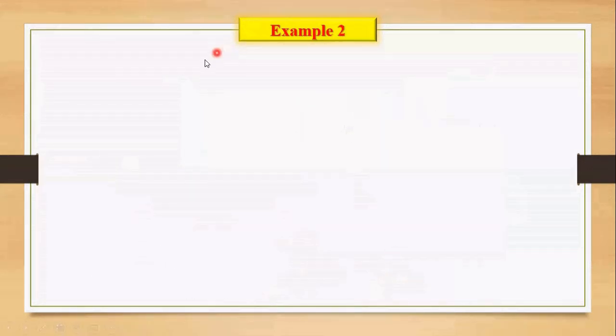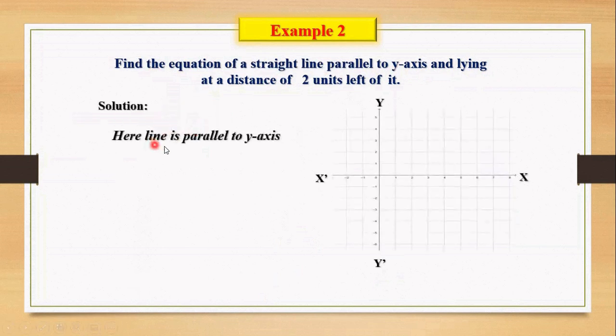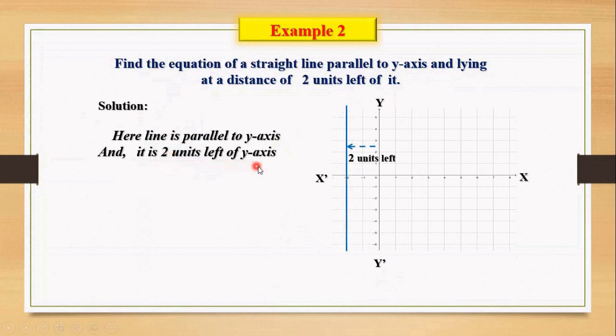One more example. Example 2. Find the equation of a straight line parallel to y-axis and lying at a distance of 2 units left of it. Here also, two conditions are mentioned in the question. The first one is the line is parallel to y-axis and the second one is it is 2 units left of it. So here the coordinate axis is here, a straight line which is parallel to y-axis and it is 2 units left of it. Since it is 2 units left, the value of a becomes -2.